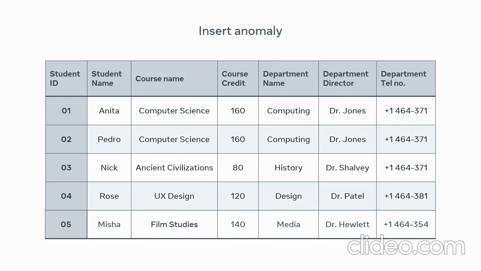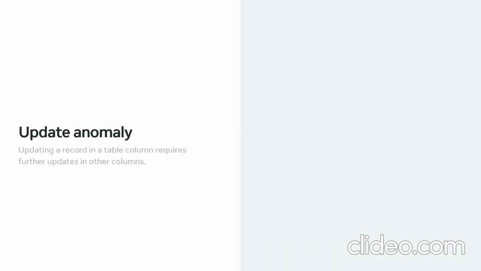The ID column can't contain empty fields. So I can't insert a new course unless I insert new student data. I've encountered the insert anomaly problem. An update anomaly occurs when you attempt to update a record in a table column only to discover that this results in further updates across the table. Let's return to the college enrollment table once again to understand how an update anomaly occurs.